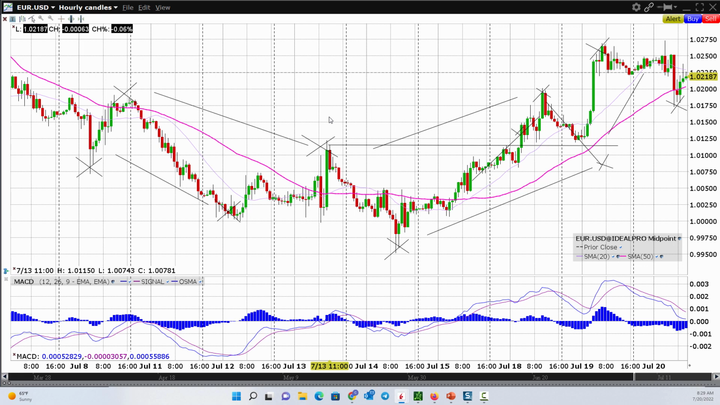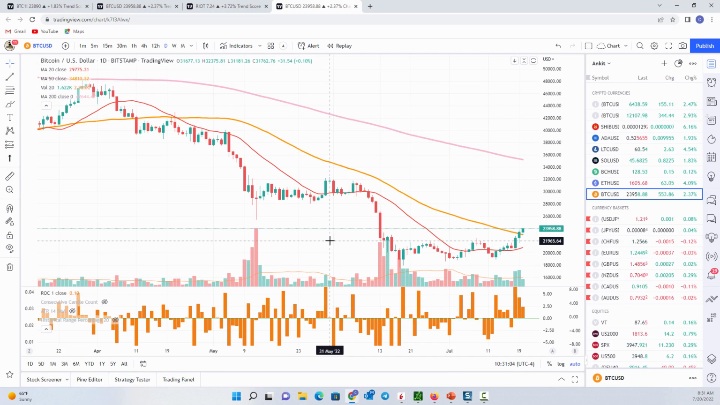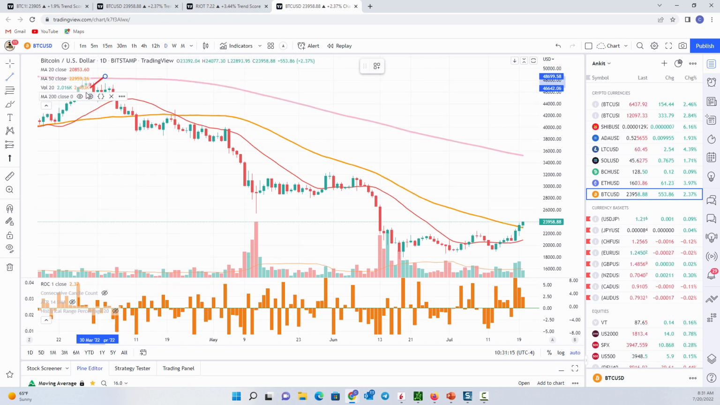Last thing we'll look at, you can do crypto analysis. So let's come into one more charting platform. Now you'll notice that I've been jumping around to different charting platforms, and I did that on purpose to show you that all of these principles are applicable on any charting platform you're using. So let's look at Bitcoin, and Bitcoin on a daily chart.